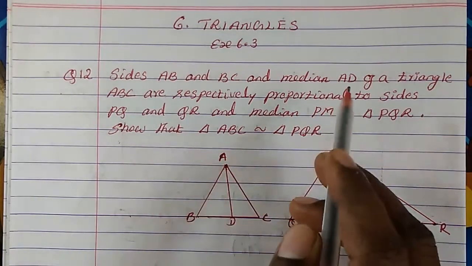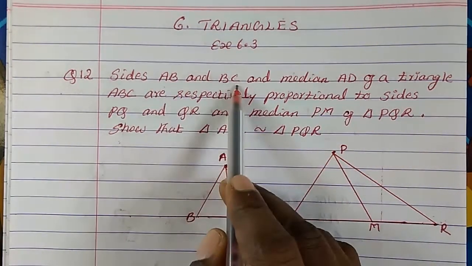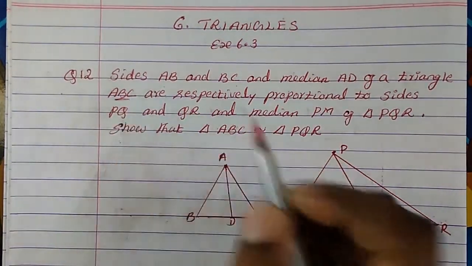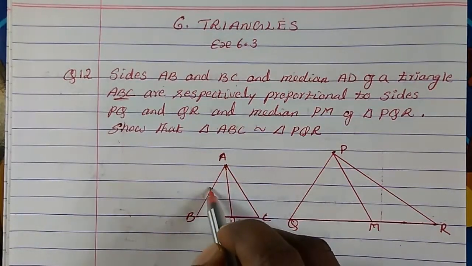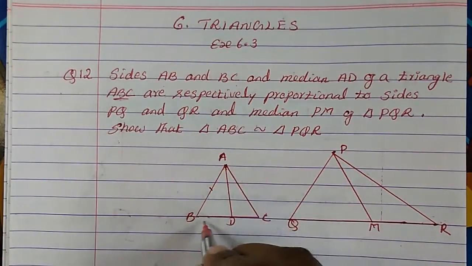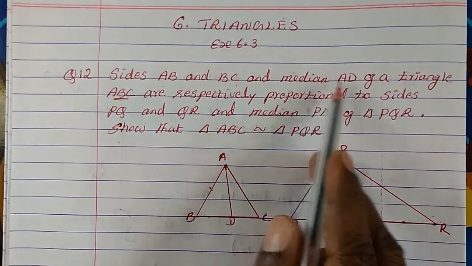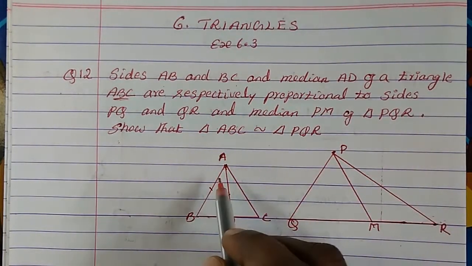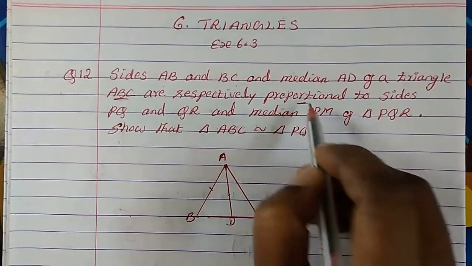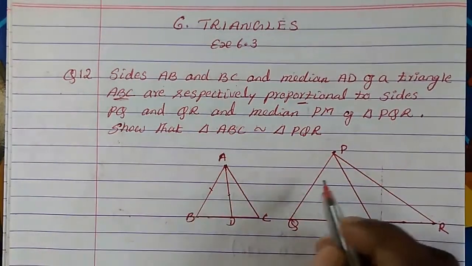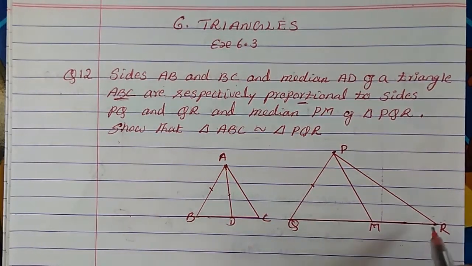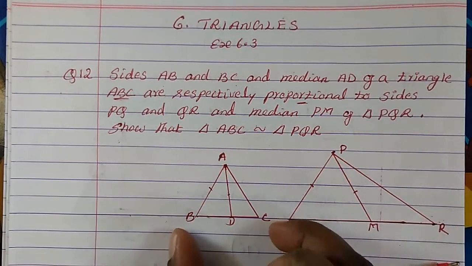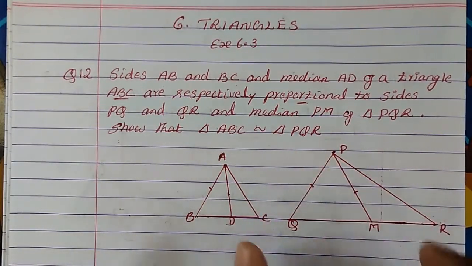So here it is said AB, BC and median of triangle ABC. So that is this triangle. In this, AB, this side BC and then median, that is AD, of this triangle ABC, they are proportional to sides PQ, QR and PM of the other triangle. So they are proportional, these two triangles.